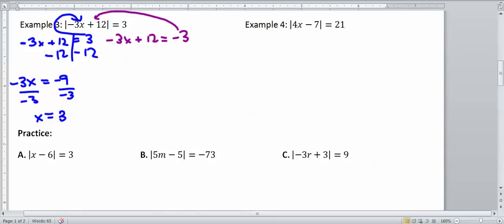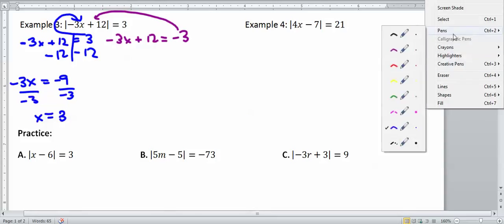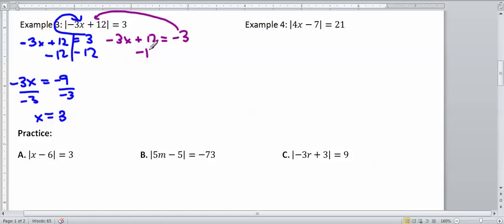Right. Solve my second one. I'm going to subtract 12 from both sides. Negative 3x is equal to negative 15, because negative 3 minus 12 is negative 15. Then divide by negative 3. x is equal to 5. Okay. So those are my 2 answers. I've got x is equal to 3 and x is equal to 5. All right, pause the video one more time and try the last example and see what you come up with.